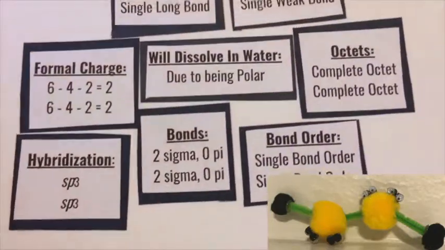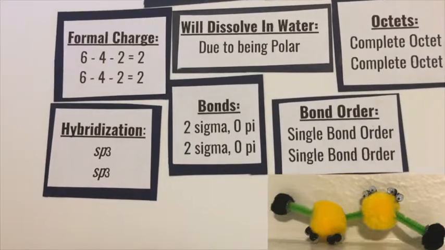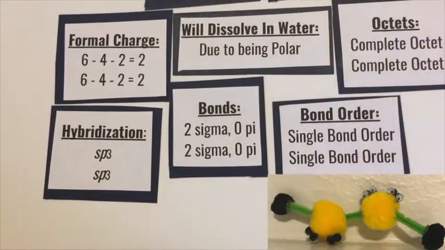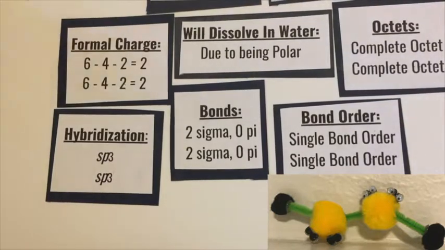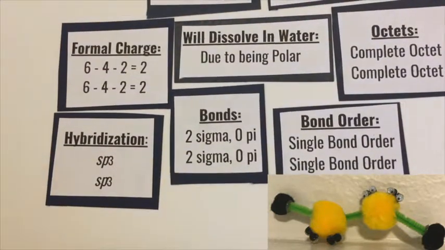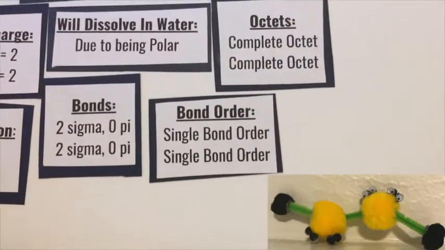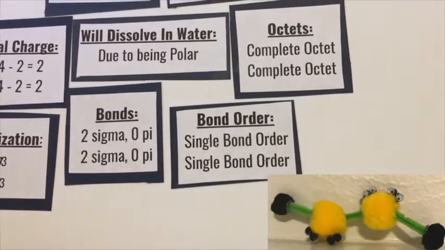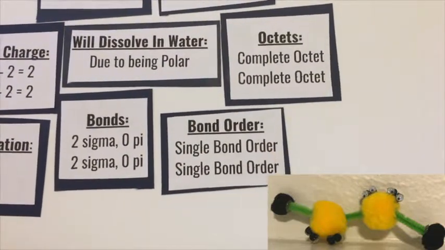Then we can look at the molecule and identify its bonds. Now in this case, since we didn't need to make a double bond or a pi bond, we can just say it has 2 sigma bonds, or 2 original bonds. And then after that, we can look at its bond order, which would be a single bond order. Only single bonds were needed for the molecule.